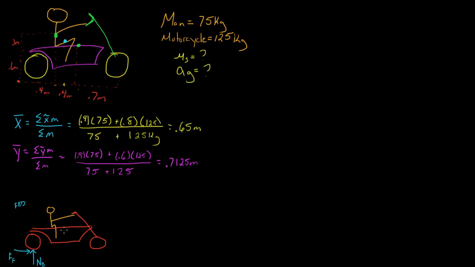And we just found the center of mass of my system. We know my center of mass of my system is going to have the weight of my system going through it. And it's going to be the total weight. So it's going to be this 75 plus 125 times gravity. And I'll just put up here, gravity is equal to 9.81 meters per second squared. Okay, so these are the three forces that are on this system.